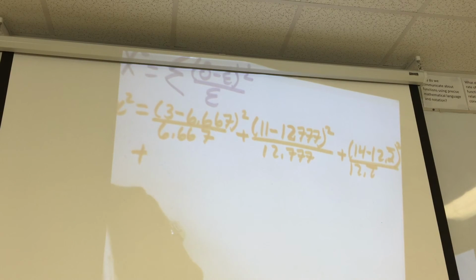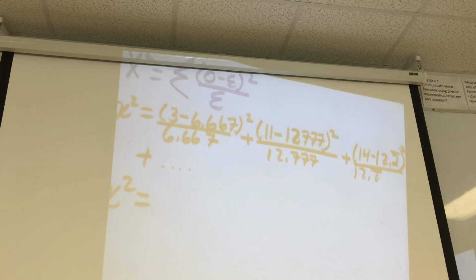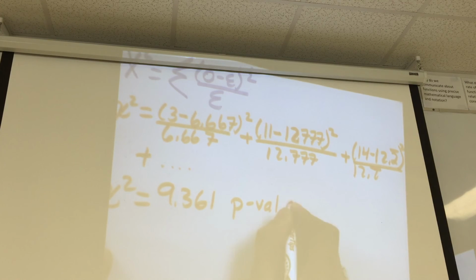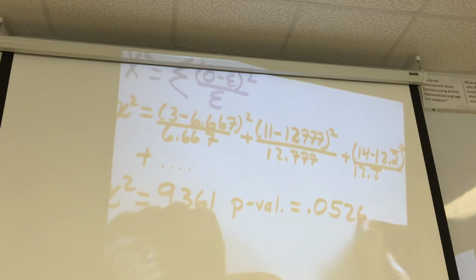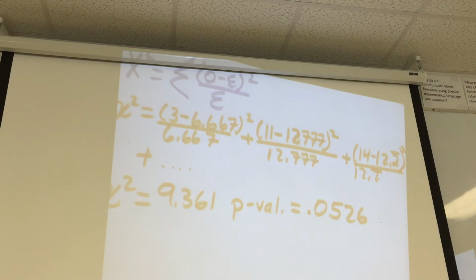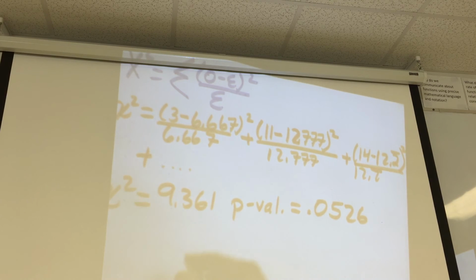But the key is you want to end up by saying the chi-square. You might be able to get away by putting plus dot dot dot. But the key is to tell them what the chi-squared actually equals. Well, in this case, it equals 9.361. And the p-value, these are actually what's super crucial. P-value is 0.0526. Remember, just 3 decimals after the zeros. So 0.0526, draw the picture.